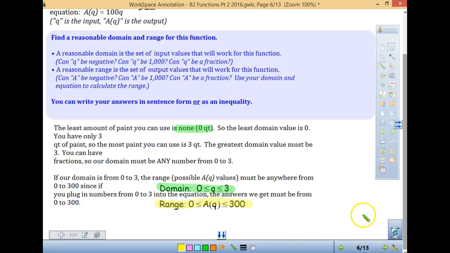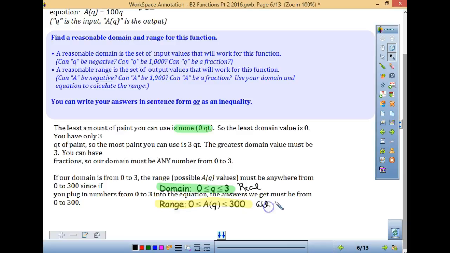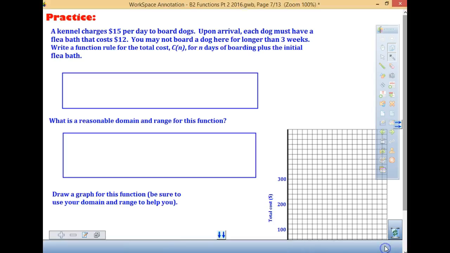The other thing that a lot of times you're going to see is that they'll say this domain is for all real numbers. Why for all real numbers? Same thing here. Can we have a fraction or a decimal of a quart? Could I use 1.5 quarts or 2.75 quarts? We could. So it's inclusive, but it's really for all real numbers, because you can have a decimal or a fraction. So that's kind of important.